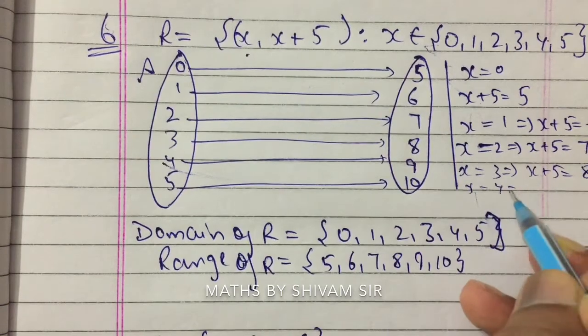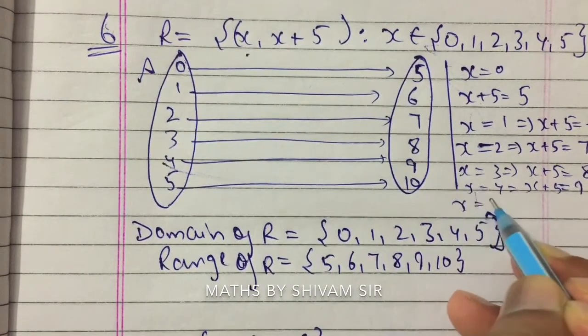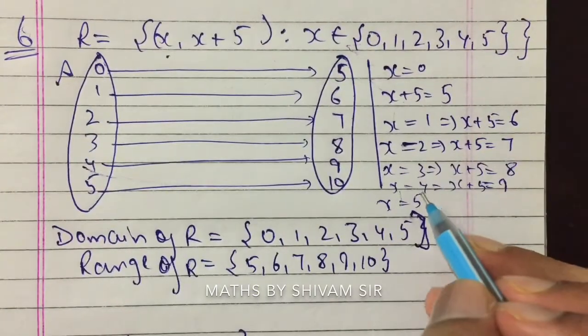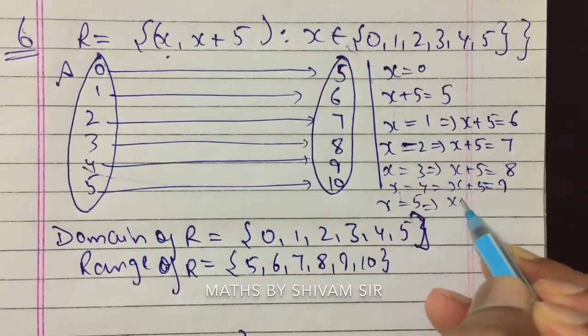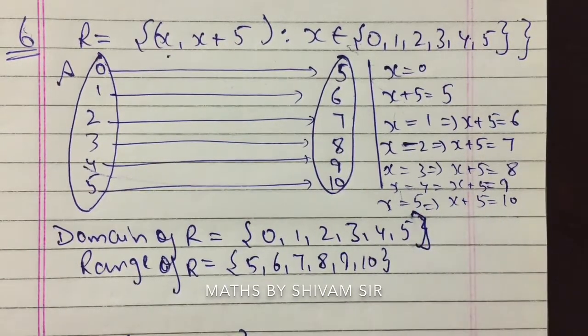X is equal to 4, so x plus 5 is equal to 9. X is equal to 5, so x plus 5 is equal to 10. So this method is also convenient. So I hope it is clear to you.